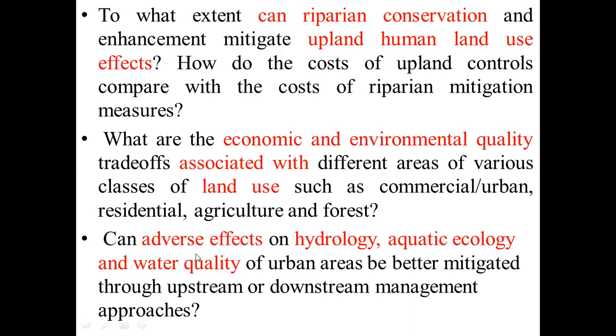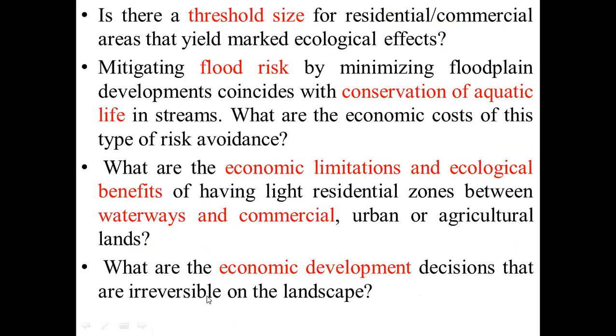If we are trying to use the land here for other things like agriculture, residential, commercial, or urban, then how is it going to affect the hydrology, aquatic ecology, and water quality of the urban areas? Sometimes the urban areas are situated upstream and downstream, so both should be managed. So how are the approaches going to be managed? That is studied here.